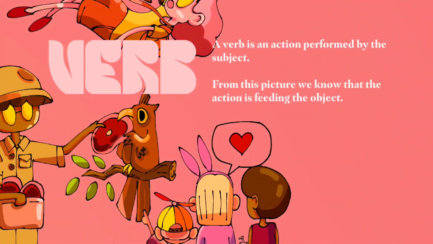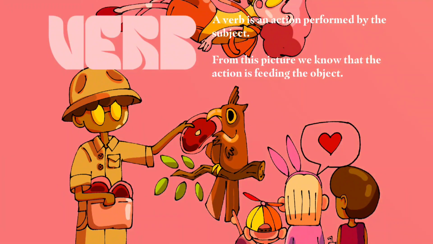And we have a verb. A verb is an action performed by the subject. From this picture, we know that the zookeeper is feeding the object, so the verb is feeding. Or in passive voice, we change it into past participle, verb 3, so it will be fed.